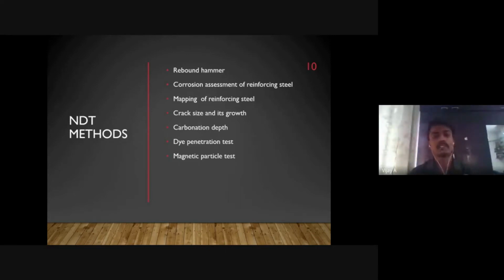Some of the other examples are macro sectioning. I'm not sure whether you have heard about this term. Macro sectioning is used to test a small section of welded material by polishing and etching it for examination. Macro sectioning is used to understand how sound or how strong the particular building is.